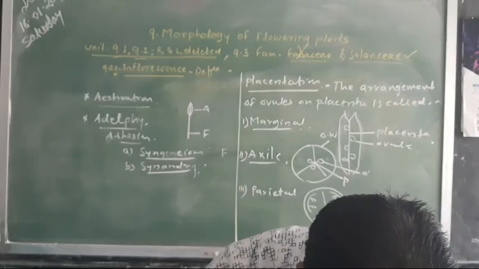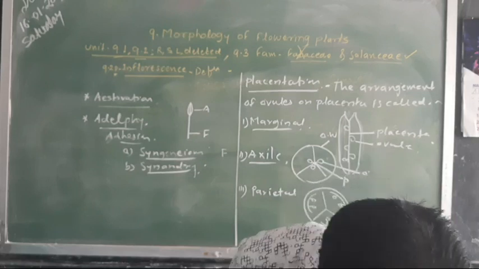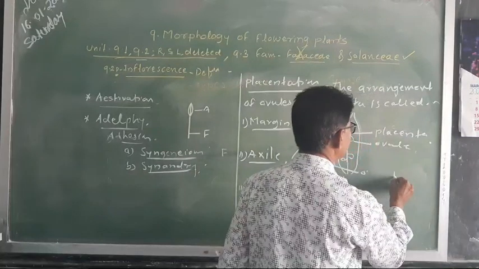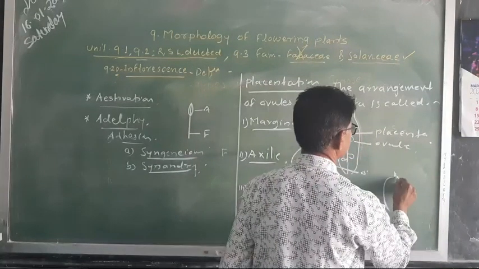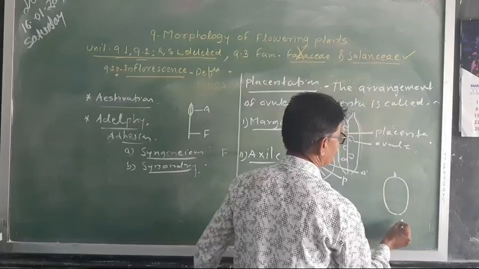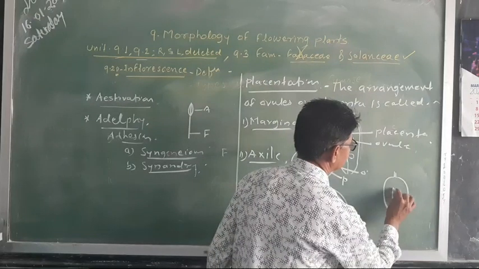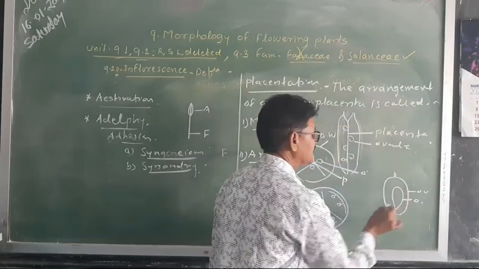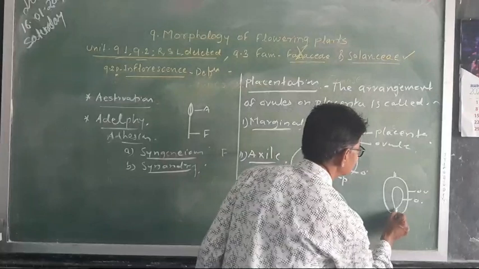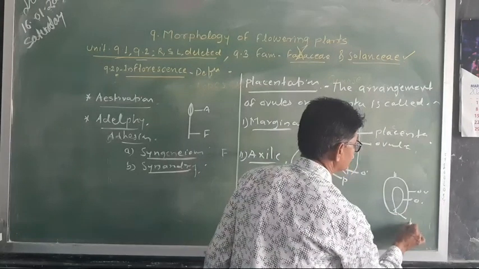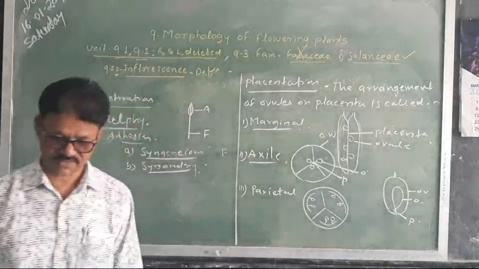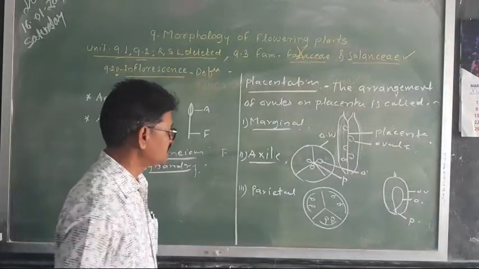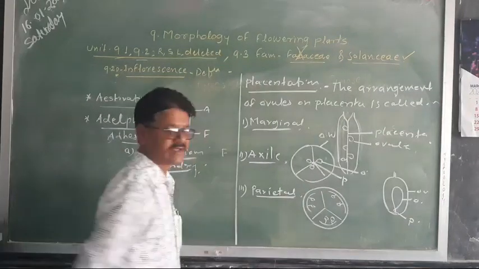Next topic is the basal type of placentation. In the inverted ovule, for example sunflower, here it is like this. This is the ovary wall and this is the ovule. It is attached to the basal region. This is the basal axis, that is the placenta. It is basal type of placentation. Parietal, another example, papaya is also.